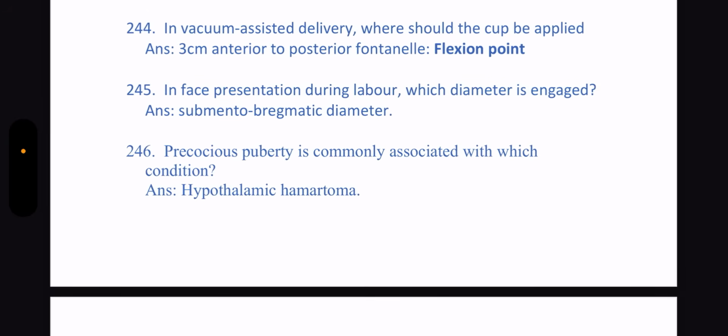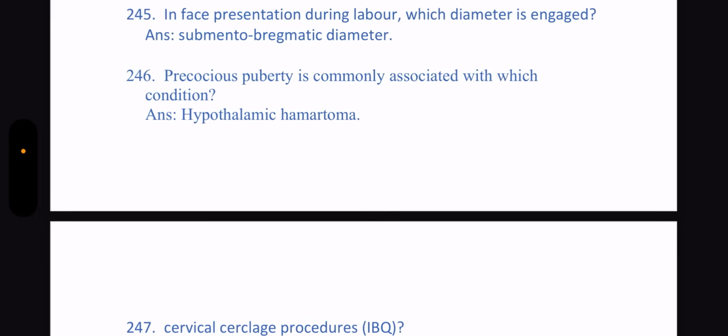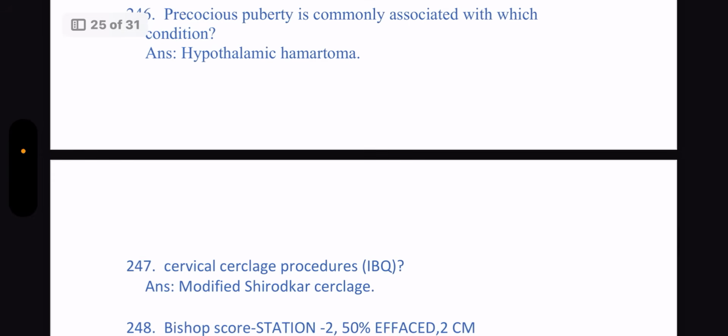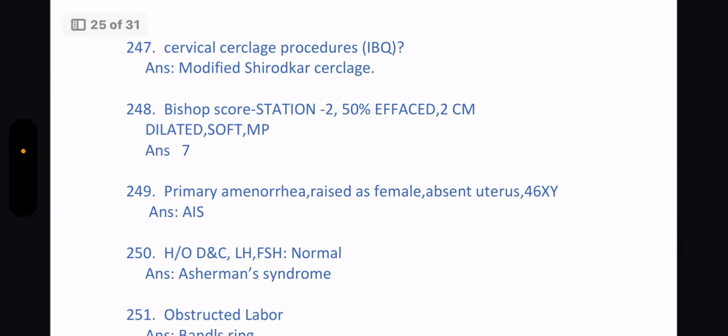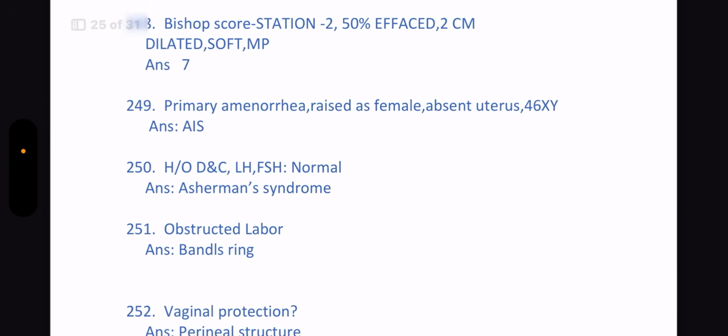Next, in vacuum assisted delivery, where should the cup be applied? 3 cm anterior to the posterior fontanelle, which is the flexion point. Next, in face presentation during labor, which diameter is engaged? Answer: submentobregmatic diameter. Next, precocious puberty is commonly associated with hypothalamic hamartoma. Next, cervical cerclage procedure, image-based question. Answer: modified Shirodkar cerclage.